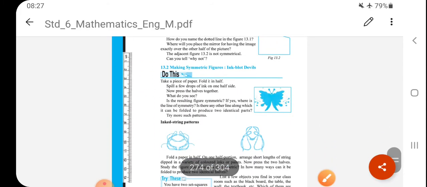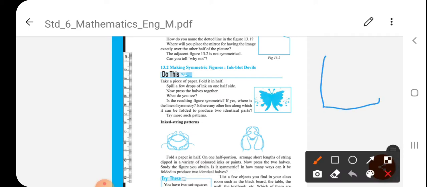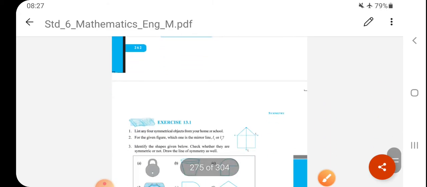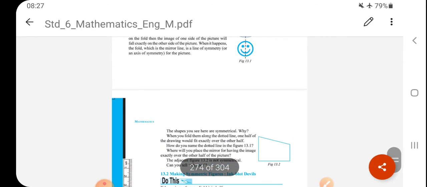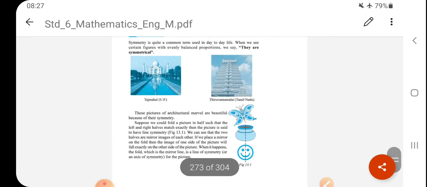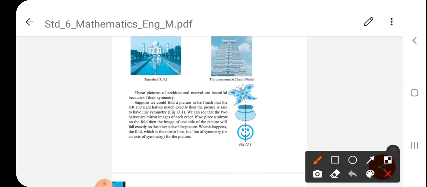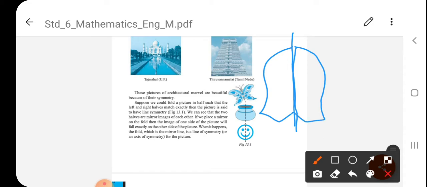Some examples are given. You can take the example of a square, then a rectangle. All these pictures are examples of line symmetry. Next, we can see that the two halves are mirror images of each other. For example, here on one side we are going to draw some figure. Now if you put the mirror here, you can see the same figure on the other side, and that is said to have a line symmetry.